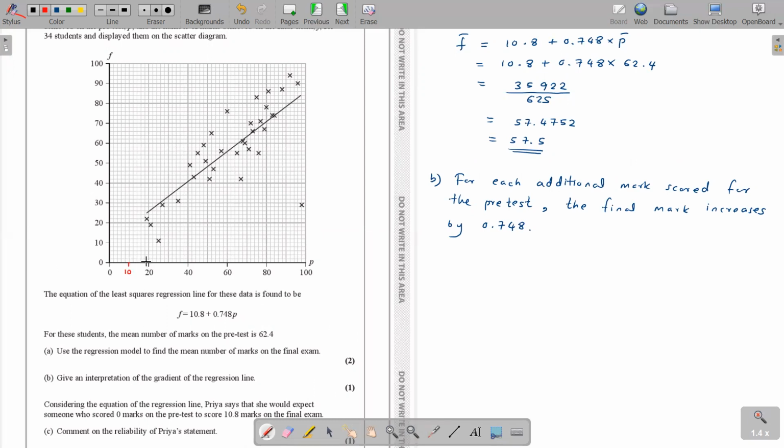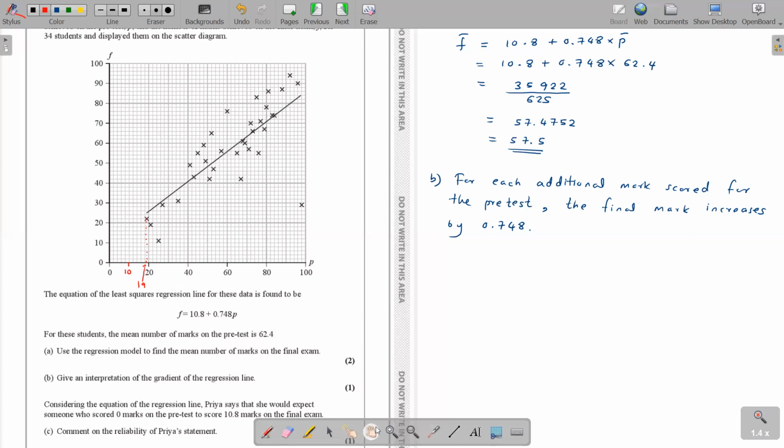Can you see? So the lowest we have here is, I think, this cross, which is how much? 19. It's in the middle of the square. The lowest mark we have is 19. So we are okay to predict until 19. But can I predict anything below 19?